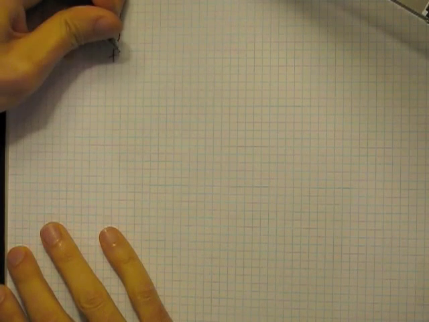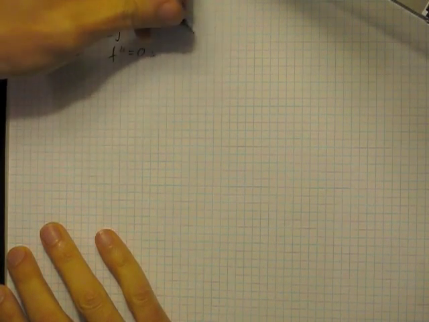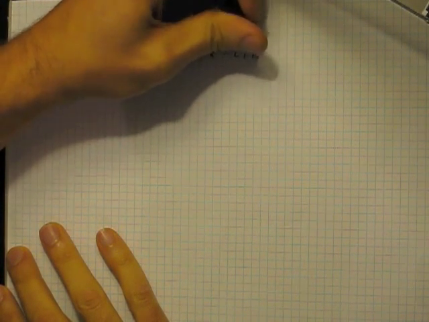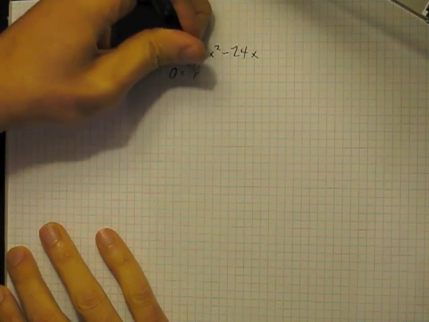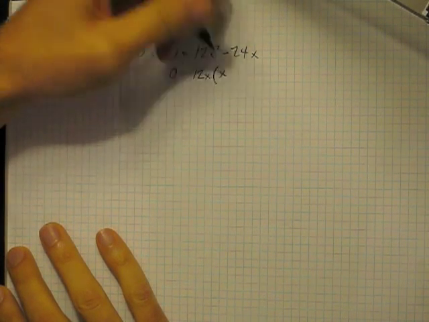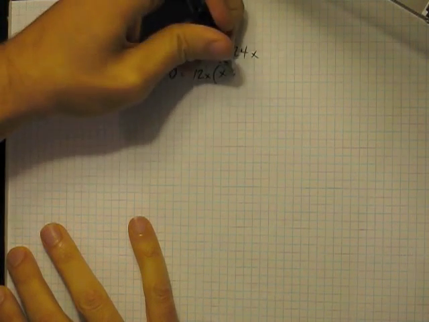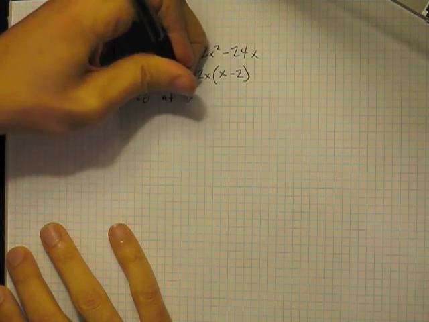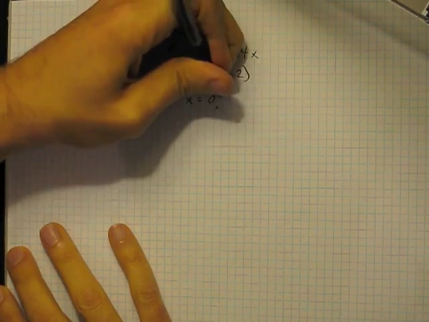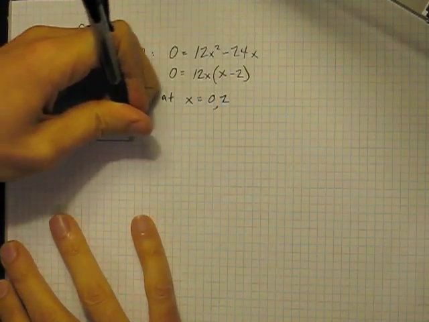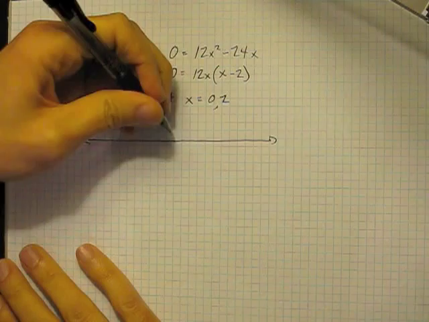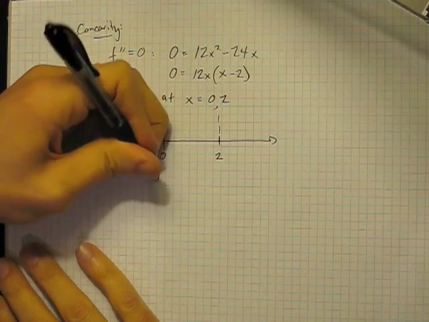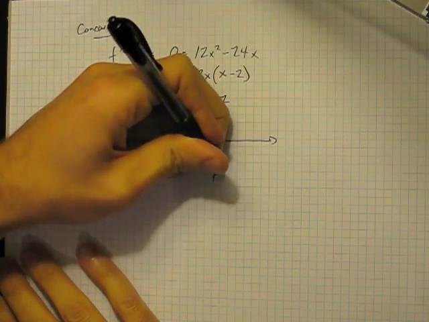So here we set the second derivative equal to 0. Our second derivative was 12x squared minus 24x. This has a common factor of 12x. When we pull that out, we get x minus 2. So f double prime is 0 at x equals 0 and x equals 2. Now let's draw another number line here. Let's indicate 0, indicate 2. So this is f double prime is 0.